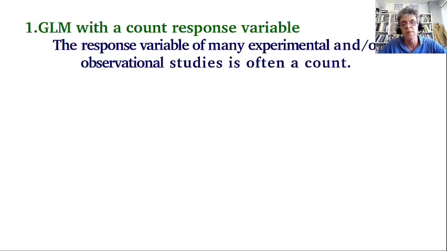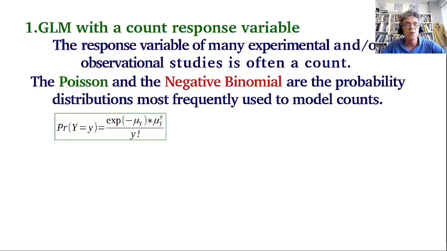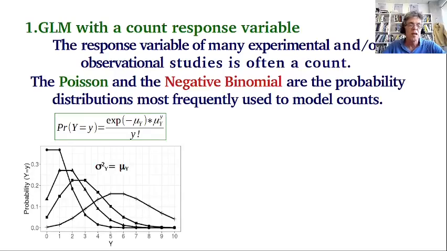So many observational or experimental studies have a response variable that is a count. The Poisson and the negative binomial distributions are the most commonly used distributions to model response variables of this type. So here is the formula for the Poisson distribution with a single parameter, its mean, mu of y. And these are different shapes of the Poisson distribution.